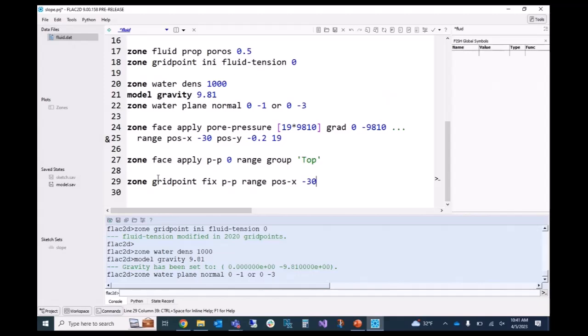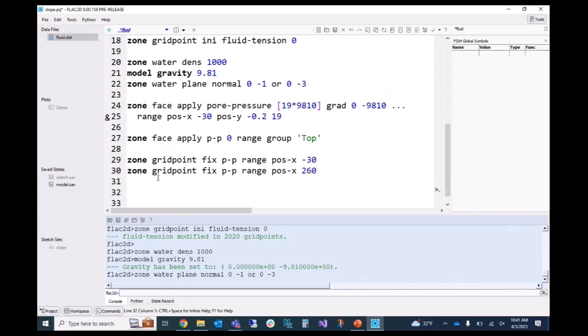Oh no, because this is grid points. That would still work. And then same on the right-hand side: zone gridpoint fix pp range pos-x 260. Now this is partially redundant on the left-hand side because we already gave that apply condition. It's already fixed. So we don't actually need to do the whole left-hand side. We only need to do the left-hand side below the water table there. So I could say pos-y something to something, but it doesn't matter. If I fix it, it doesn't make any difference.